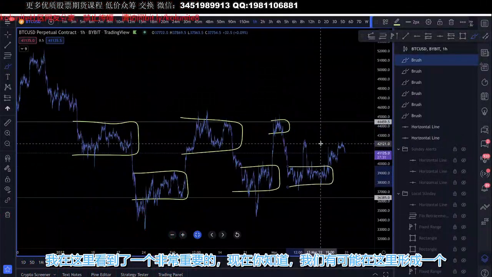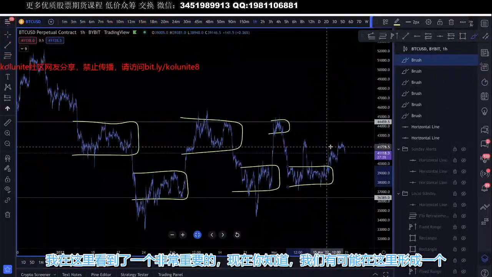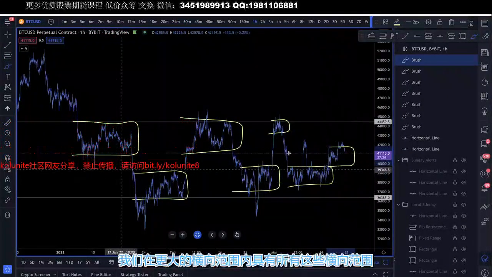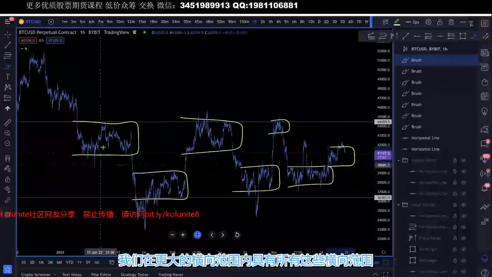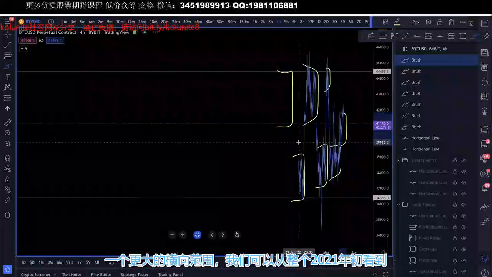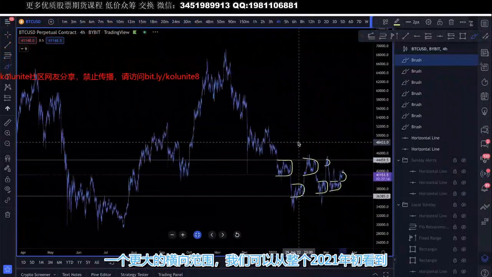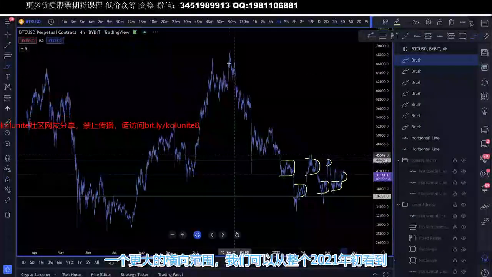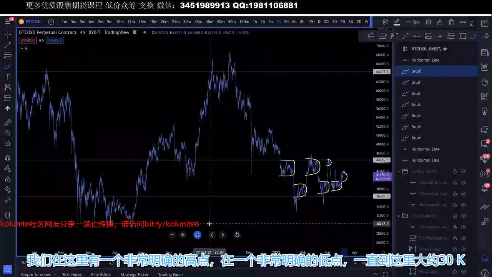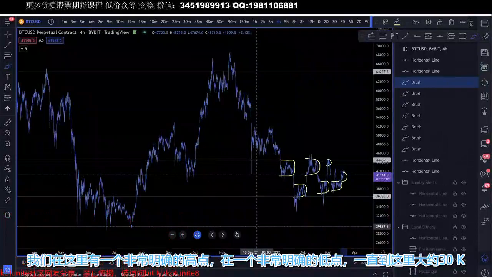And now, potentially we have one forming kind of right here, right? Now notice, we have all these sideways ranges within a larger sideways range, within a larger sideways range that we can really see from the whole entire beginning of the year 2021, right? We have a very clearly defined high right about here and a very clearly defined low all the way down here at about 30K, all right?